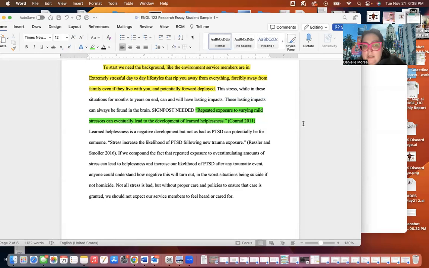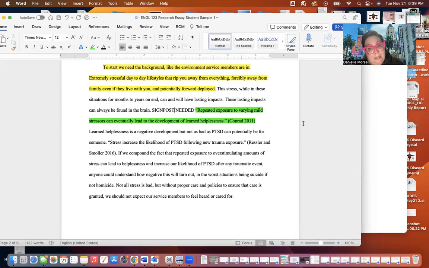And then the quotation talks about this idea of learned helplessness. Repeated exposure to varying mild stressors. I will note that varying mild stressors is incredibly vague. Can eventually, that's an adverb that is vague, and it's like hedging, lead to the development of learned helplessness. It's not a very convincing quotation.